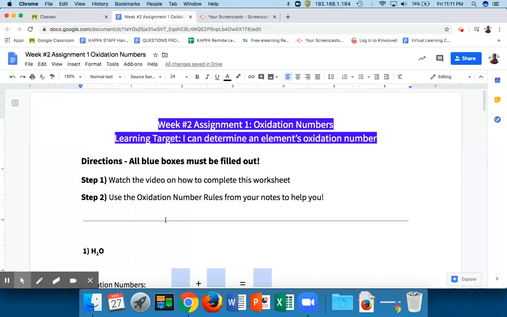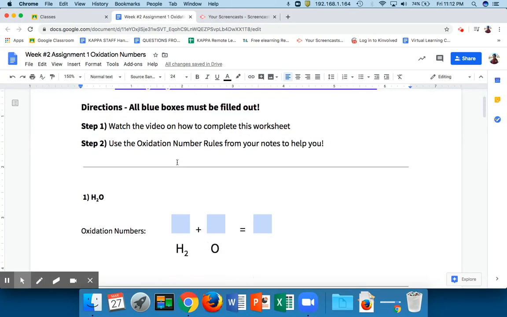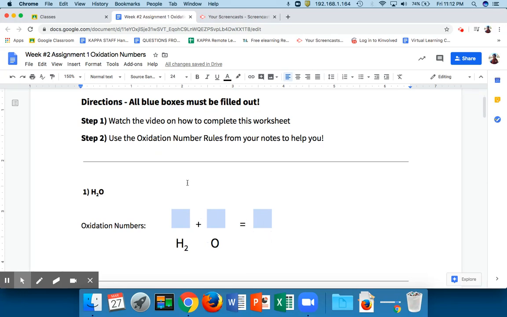Hi everyone, I'm gonna quickly describe this week's assignment. So our learning target for this week is I can determine an element's oxidation number. And remember that all the boxes that are blue are the ones that you need to fill out.